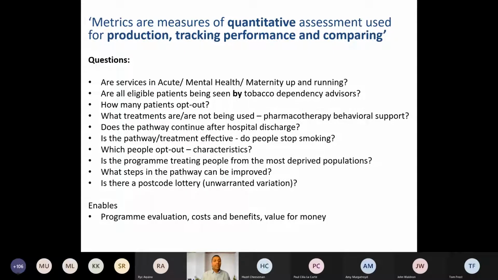Probably the million-dollar question is, does it work? Does the pathway help people to quit smoking? Are we seeing the quit rates that we would expect with a fully implemented service? And the data that we're going to be collecting will help us with that. Which people opt out? What are their characteristics? Which people opt out right at the beginning of the pathway and aren't seen by tobacco dependency advisors? Which people opt out when they're discharged from hospital and don't agree to that transfer of care into the community? And why is it? And what can we do differently to capture them?